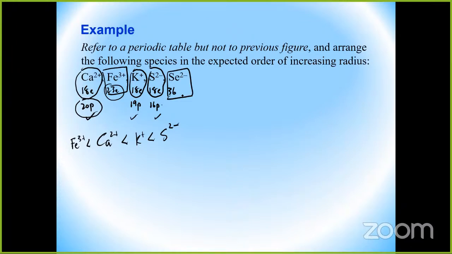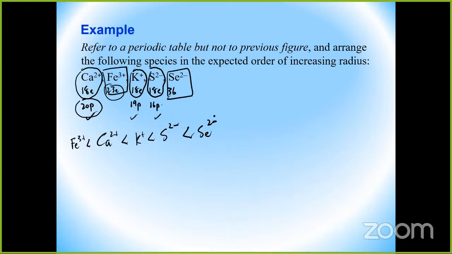Hold on, wait a minute. No, wait a minute. I'll put the selenide above, having a greater size than sulfide. And that would be the order.